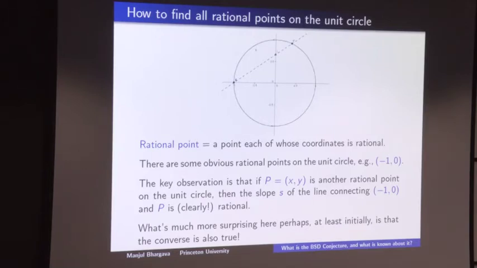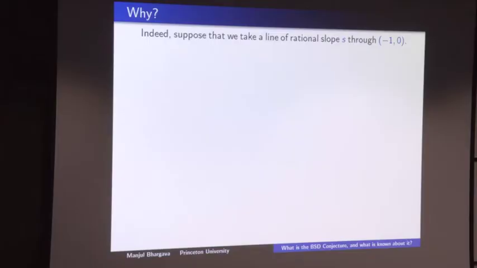Okay, so the question is, why is that converse true? Why, if you have a rational sloped line through minus 1 comma 0, will that second point of intersection be rational? Well, suppose we take a line of rational slope s through minus 1 comma 0. Then the equation of this line is y equals s times x plus 1, because minus 1 comma 0 is clearly on this line, and it has slope s.